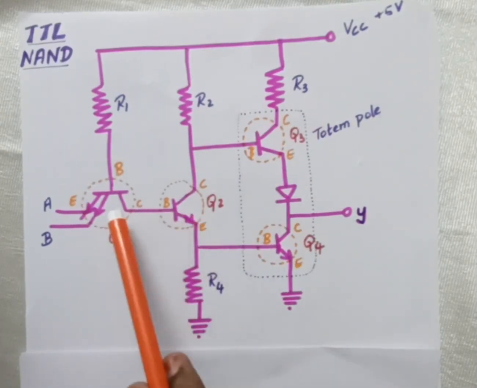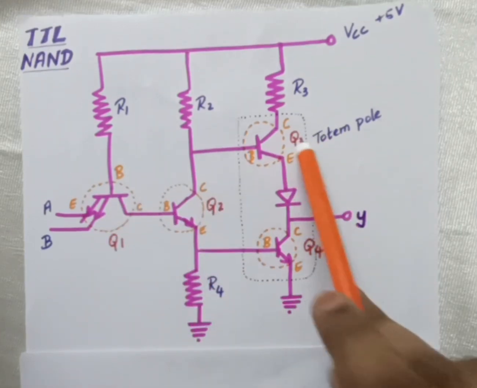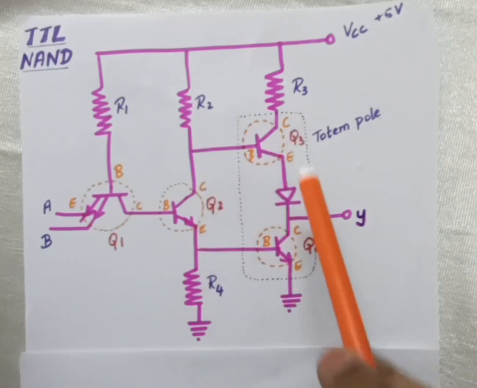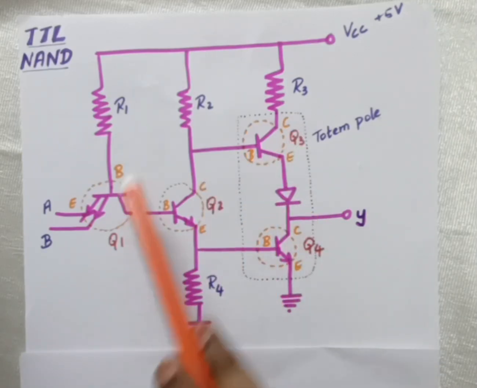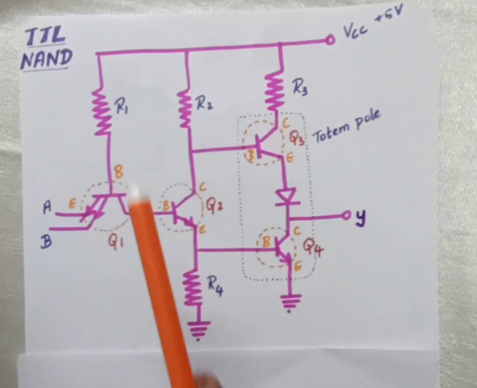Q1, Q2 are parallelly connected. This is not a serial connection, it is a parallel connection. Q3 and Q4 are serially connected, and with Q2, Q3 and Q4 are parallelly connected. Hope it is understandable. This is the circuit diagram for TTL NAND.